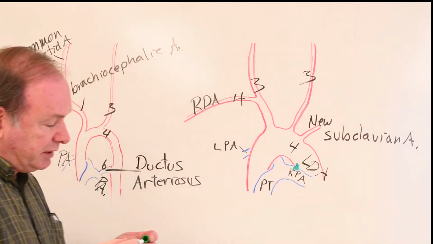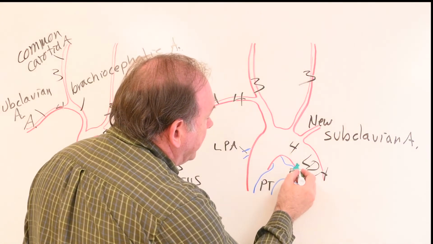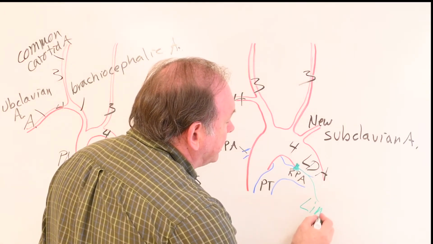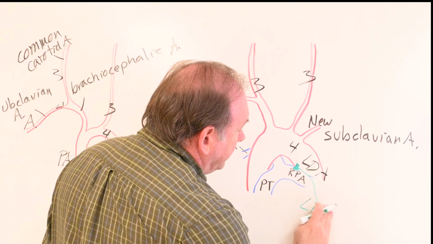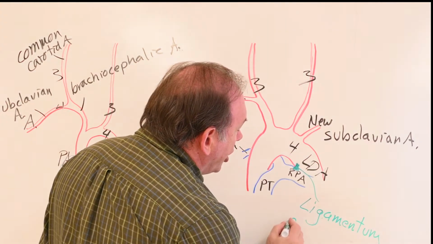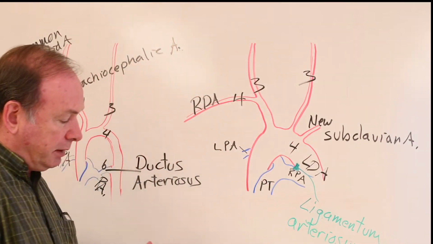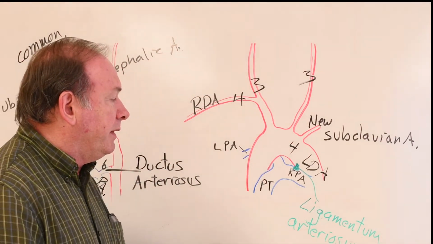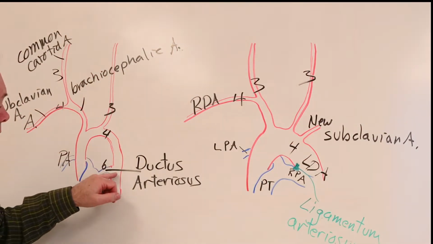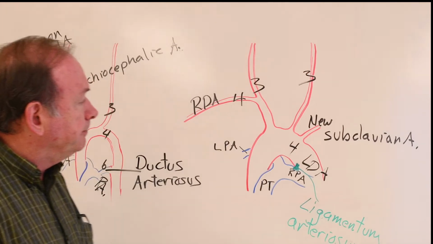And after birth, as we said, that connection closes off, and that's left there as simply a fibrous remnant of the old ductus arteriosus, and we call this the ligamentum arteriosum. It's just the remaining ligament of the old sixth arch connection between the dorsal aorta and that sixth arch, the pulmonary portion.